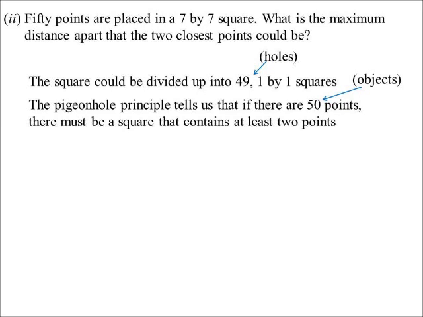Actually, I could put one in each of the 49, but then the 50th has got to go into one where one of the other ones is. Okay, so they're the objects that I'm placing, the 50 points. Where would I put them inside the square?